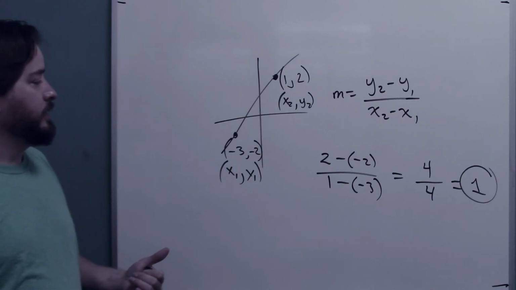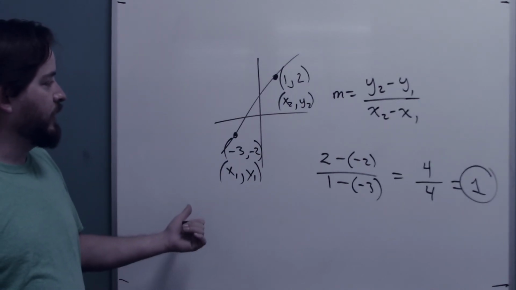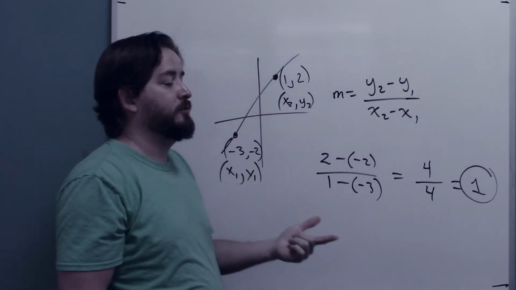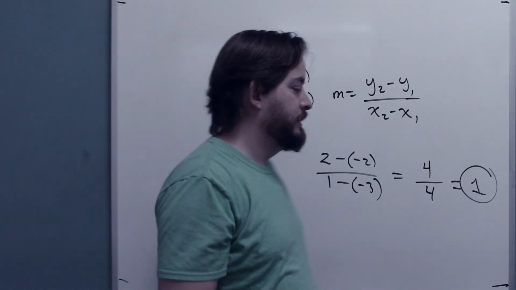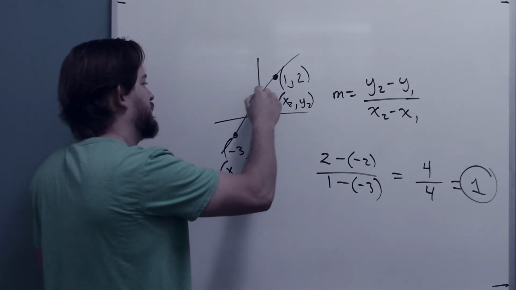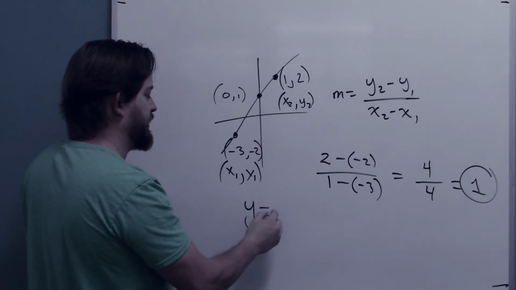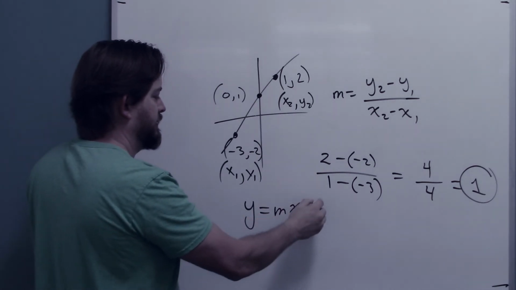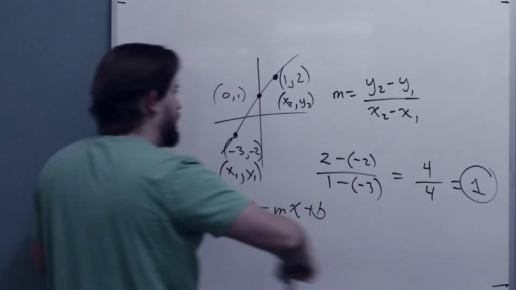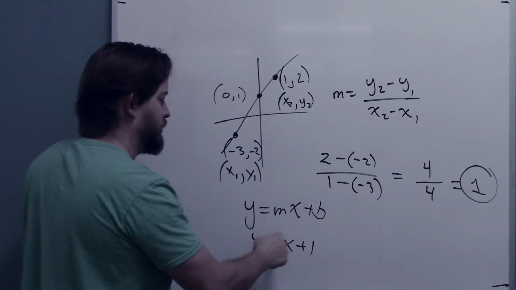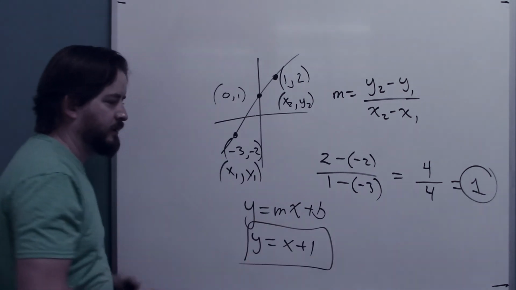And then all I really need to do is figure out the b, this y-intercept, and I can see on the graph that it goes through the point 0, 1, and that's my y-intercept. And therefore my equation is y equals mx plus b, where m is 1, b is also 1, so it is y equals x plus 1, 1x plus 1, and that's my equation.